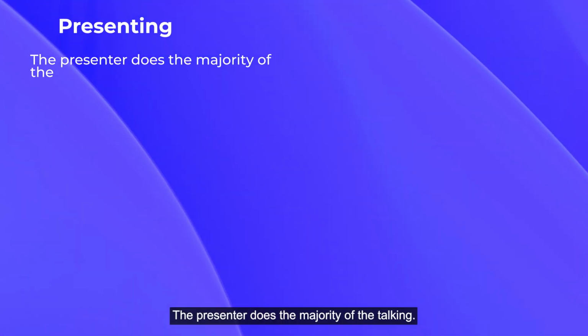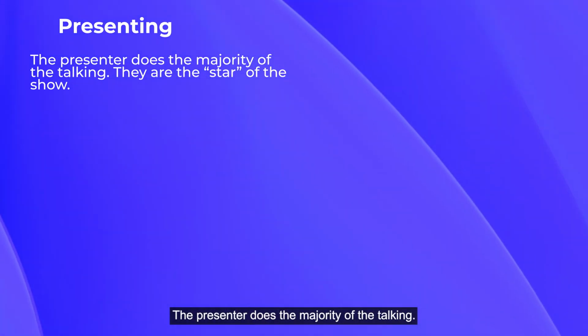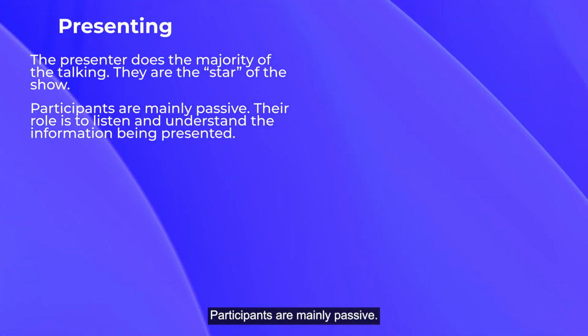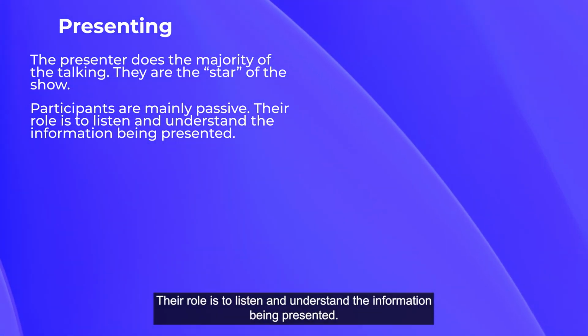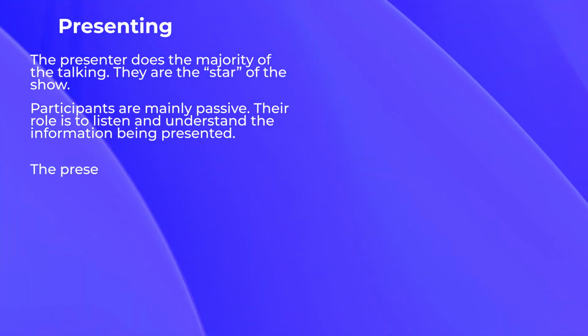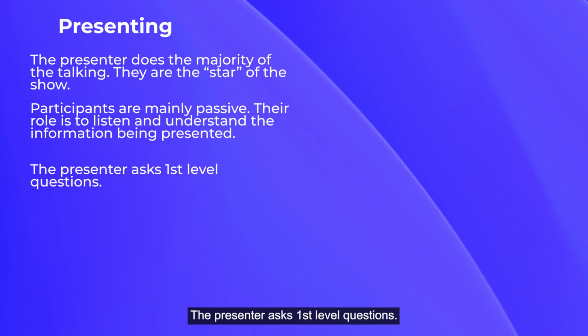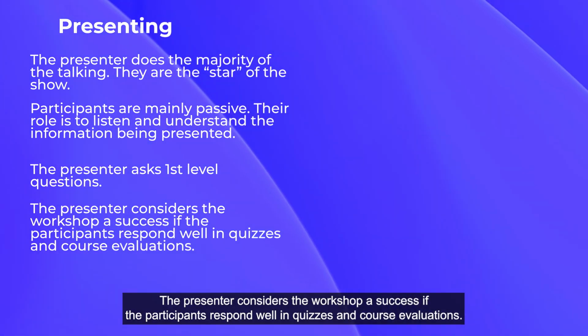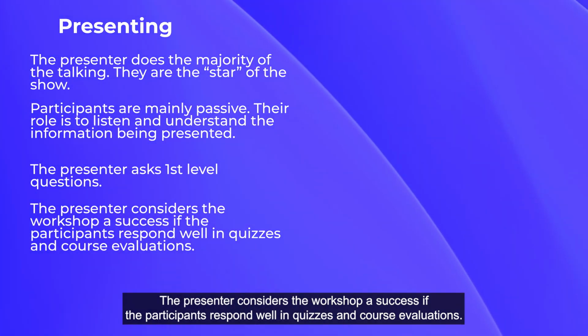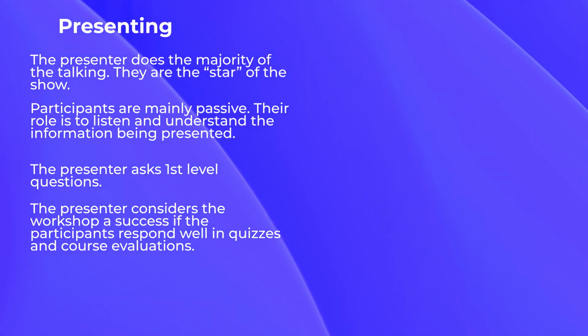Presenting. The presenter does the majority of the talking. They are the star of the show. Participants are mainly passive. Their role is to listen and understand the information being presented. The presenter asks first-level questions. The presenter considers the workshop a success if the participants respond well in quizzes and course evaluations.